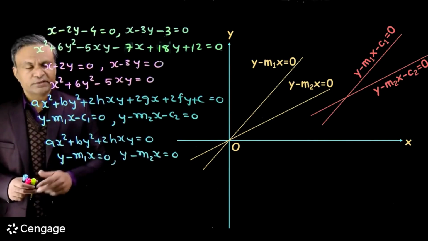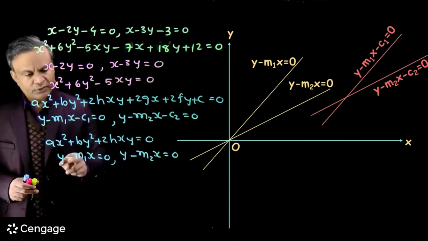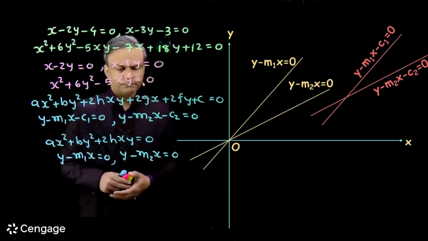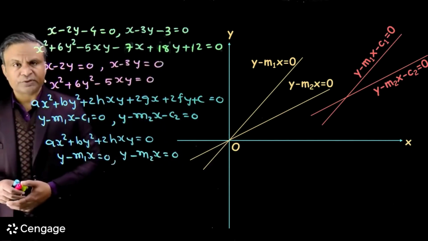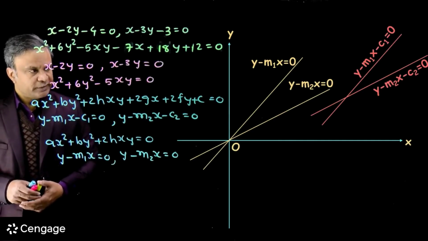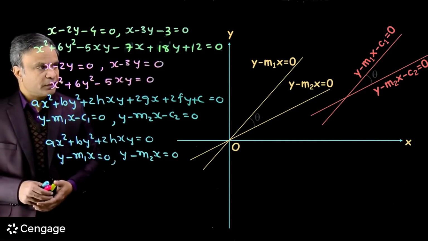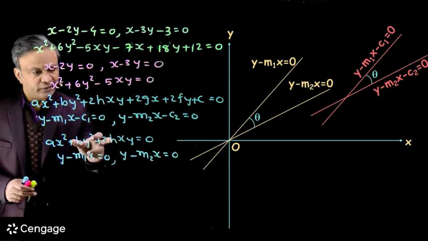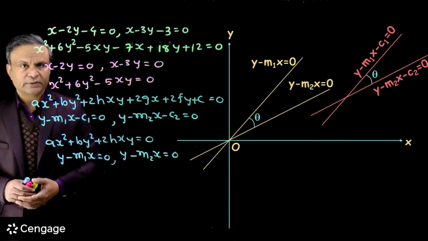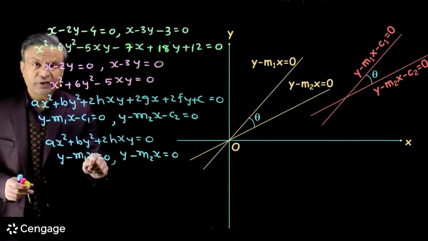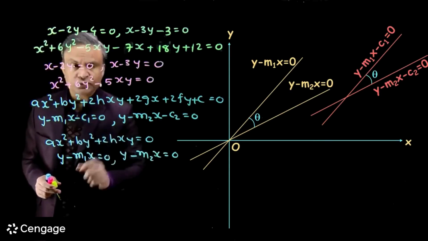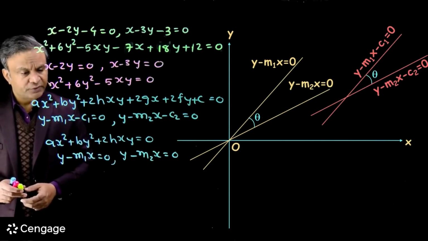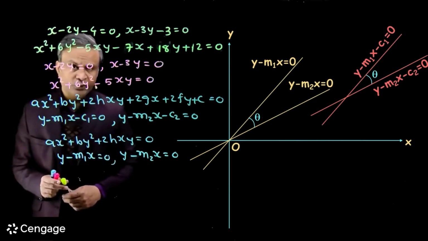ठीक है. इस इक्वेशन के कंपोनेंट लाइंस के इक्वेशंस क्या होंगे? y minus m1x is equal to 0 and y minus m2x is equal to 0. ठीक है ना. These two lines are passing through origin. That means if we want to find the angle between this pair of straight lines, it is same as finding angle between this pair of straight lines. Now here y is equal to m1x and y is equal to m2x are roots of this equation. If we consider this equation as a quadratic in y, then its roots will be m1x and m2x.